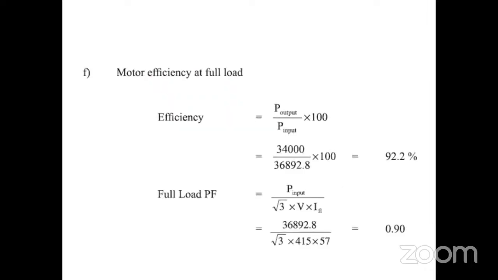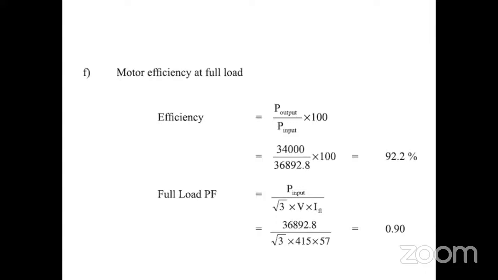Motor efficiency at full load. Motor efficiency is equal to P output, shaft output, divided by P input. P input is the input of, what is that, sir? That is the electrical power input.